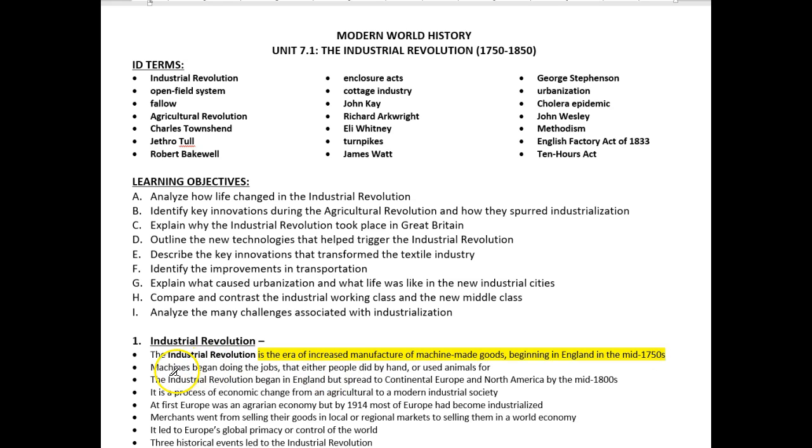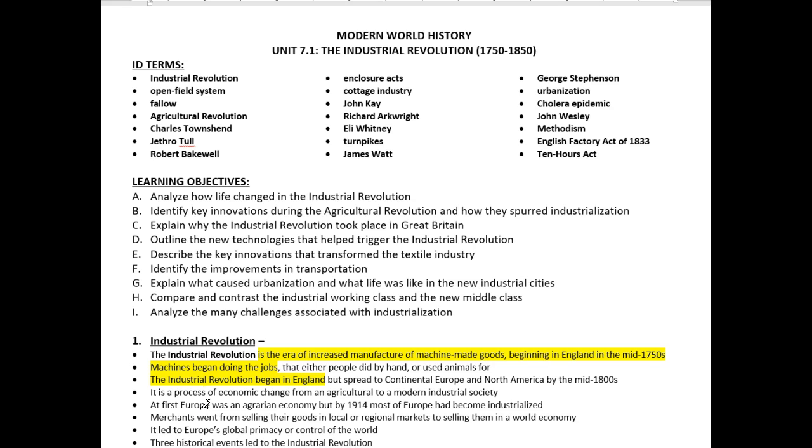Okay, and then also down here it says machines began doing the jobs that either people did by hand or used animals for. I'm going to go ahead and highlight this as well. It says the Industrial Revolution began in England but spread to continental Europe and North America by the mid-1800s. I think it's important to note that it began in England, so I'm going to go ahead and highlight that as well. It is a process of economic change from an agricultural to a modern industrial society.